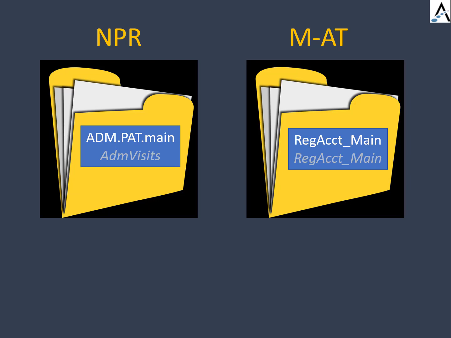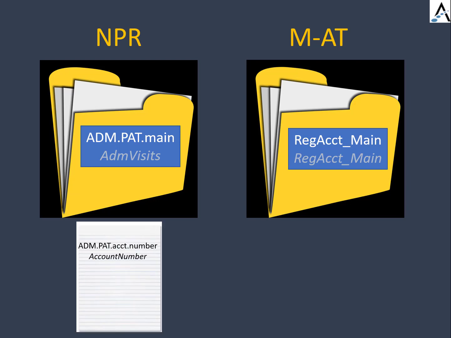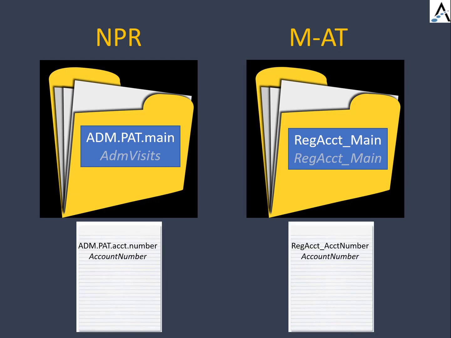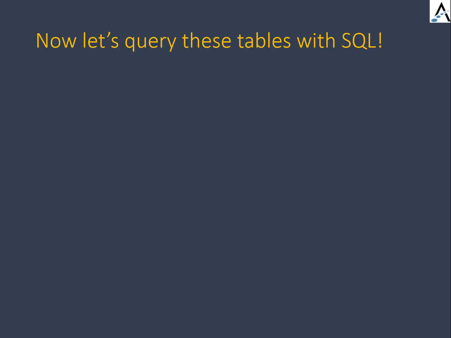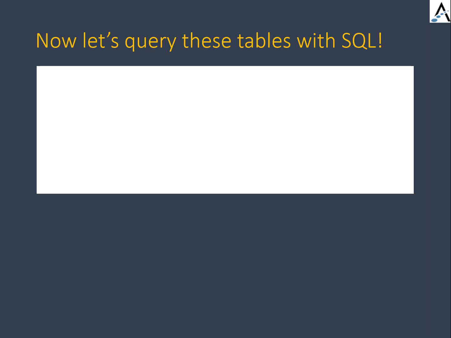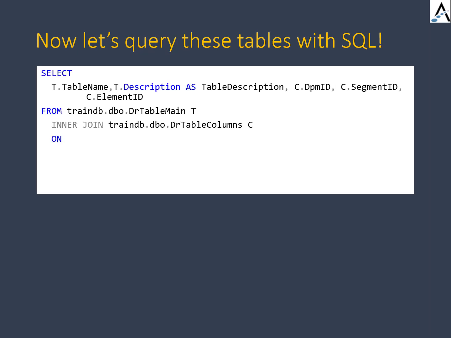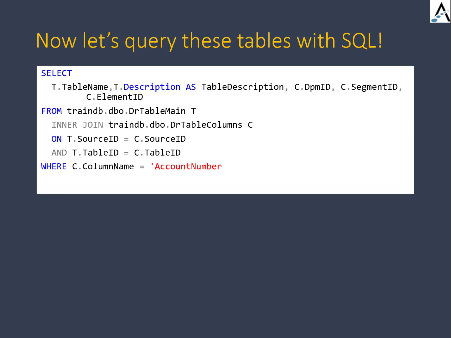Finally, we can take a single sheet of paper from each folder, in this example account number, which represents an individual data element or a column field, what we would simply call a field from a DR table. Now that we know the basics of data storage in MEDITECH, let's translate that into some SQL queries against the DR system tables.